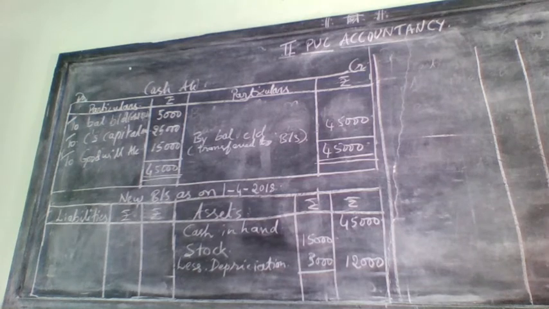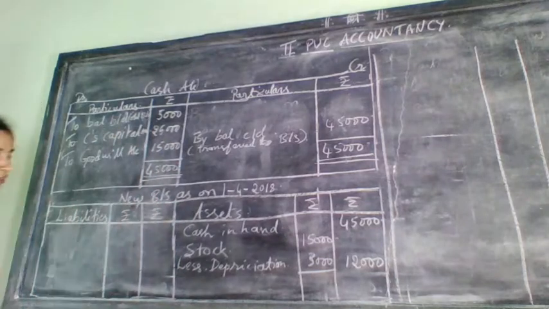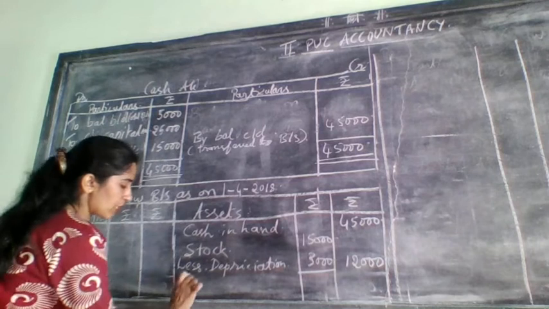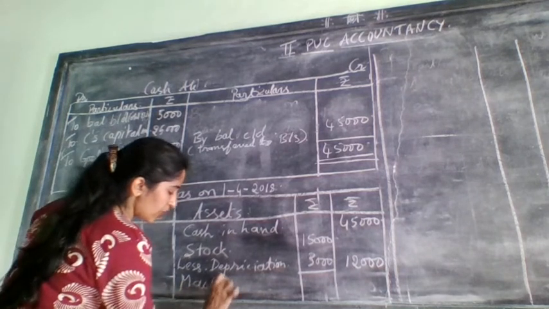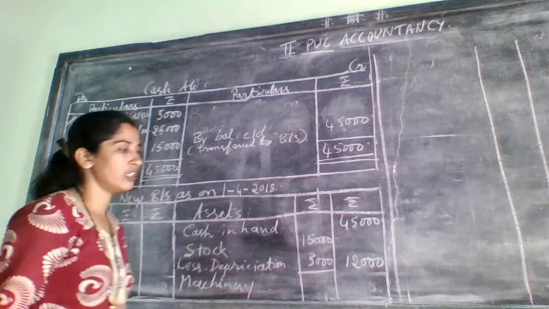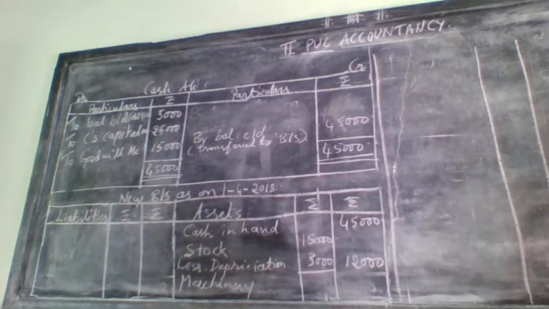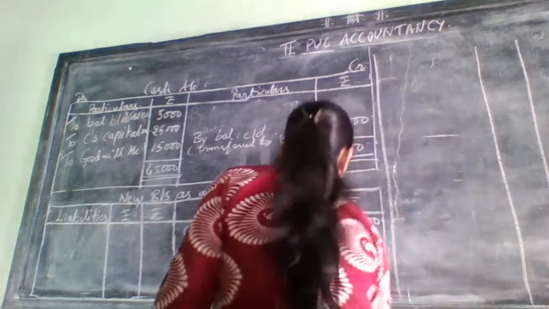So any adjustment for machinery? Check in the revaluation account, debit side and credit side. Any other adjustment? No. So no other adjustment means you can directly write that amount in the outer column of the balance sheet. Machinery, no depreciation, no appreciation. So how much is it? Machinery is 30,000.